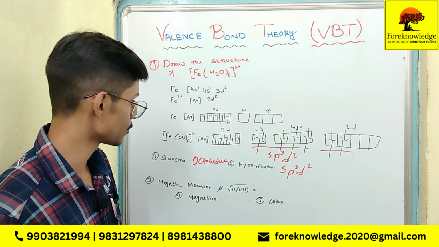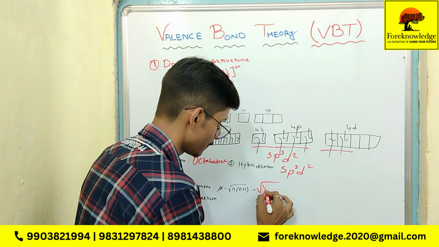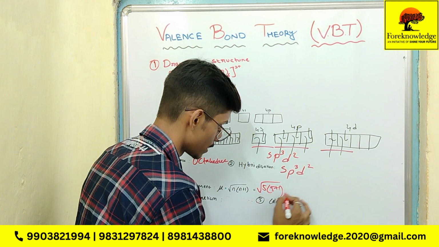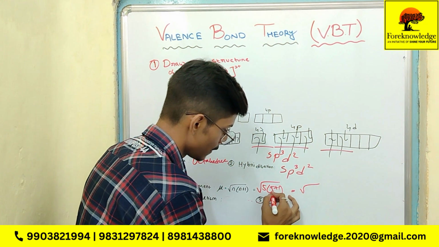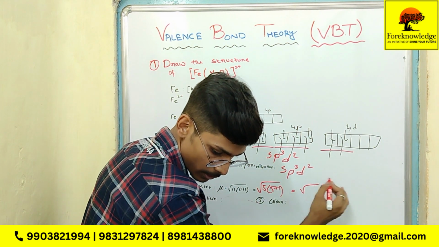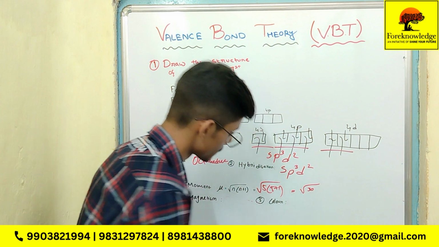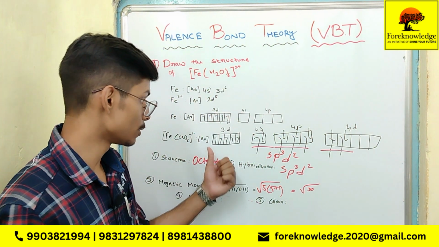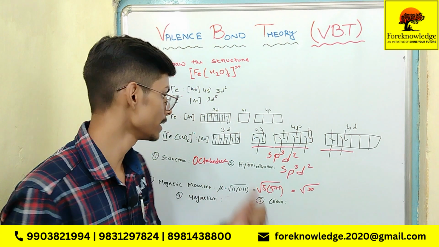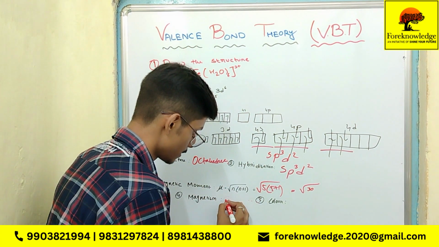Now magnetic moment. Here how many lone pairs are present? 5. So it will be root of 5 into 5 plus 1. That is 5 plus 1, 6. 6 5s are 30. So root 30. Now magnetism. It will be a highly paramagnetic compound. Why? Because 5 lone pairs are present.